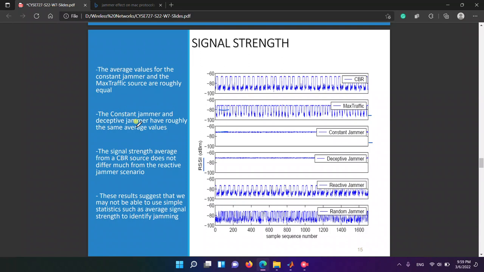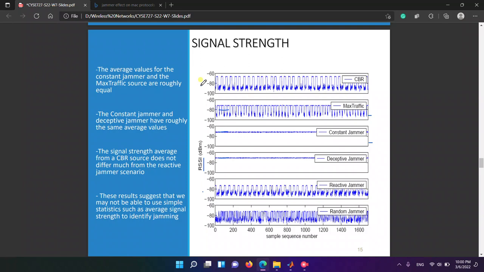The signal strength of the constant jammer and the deceptive jammer have roughly the same average values. The signal strength average from a CBR source does not differ much from the reactive jammer scenario. So the reactive jammer, what I understood is that it looks like the CBR. That makes sense, because the reactive jammer reacts to the source.